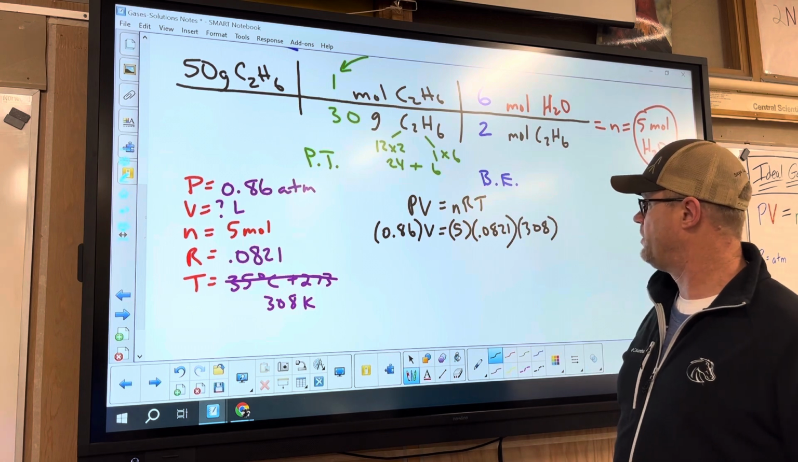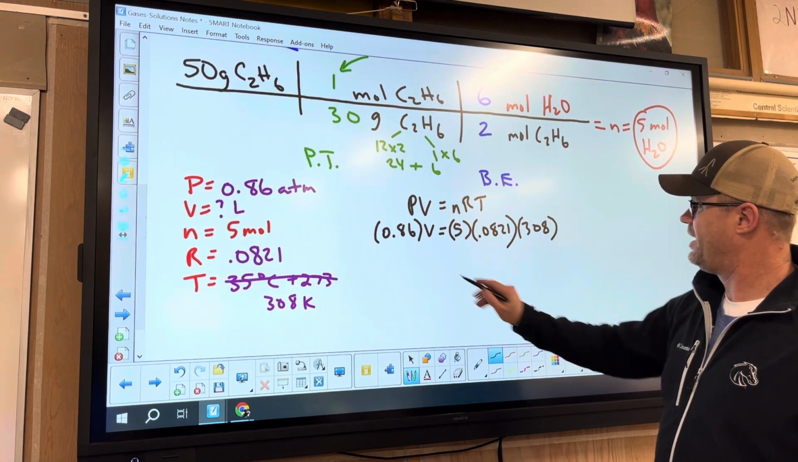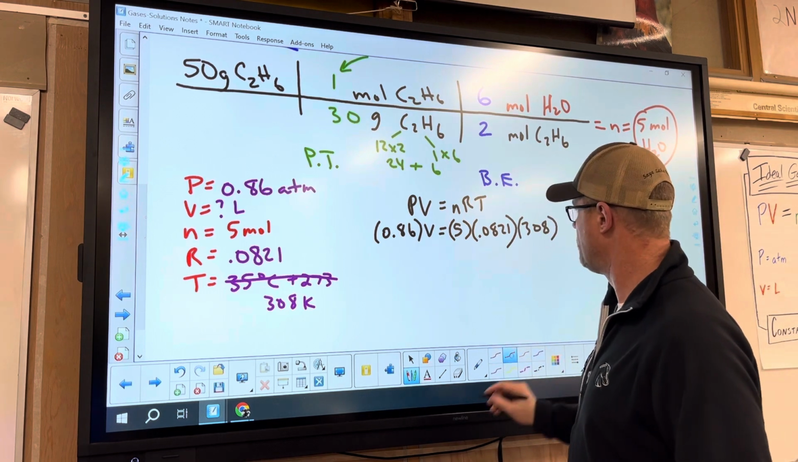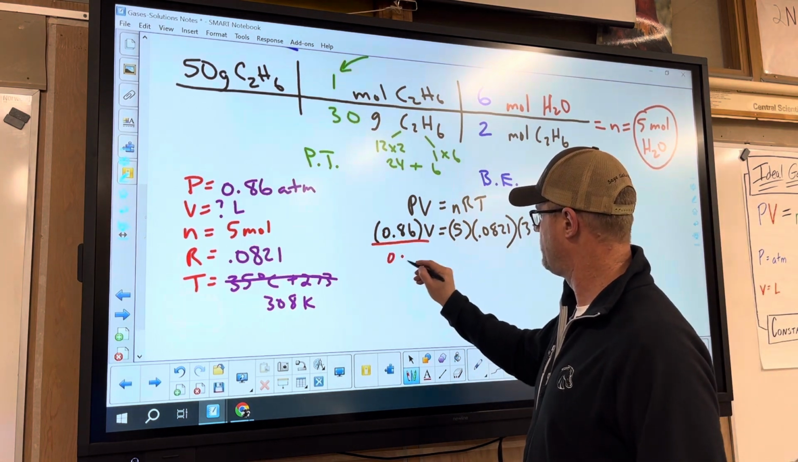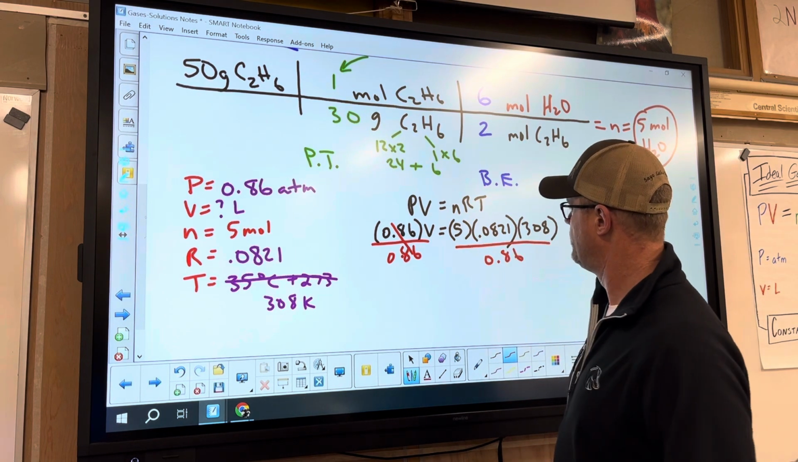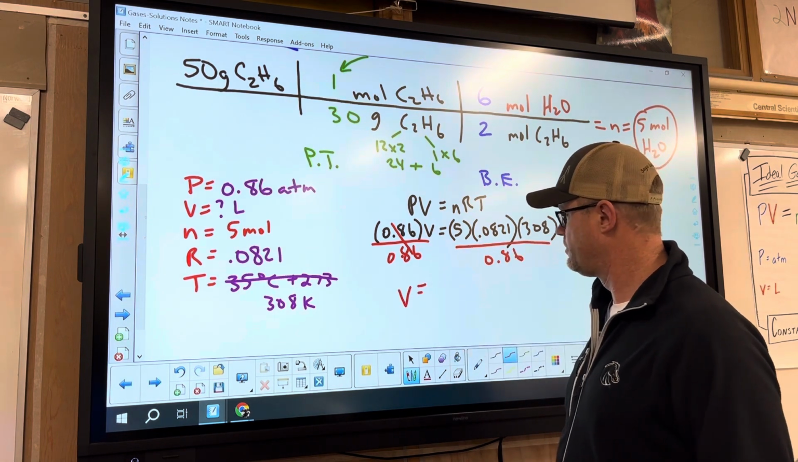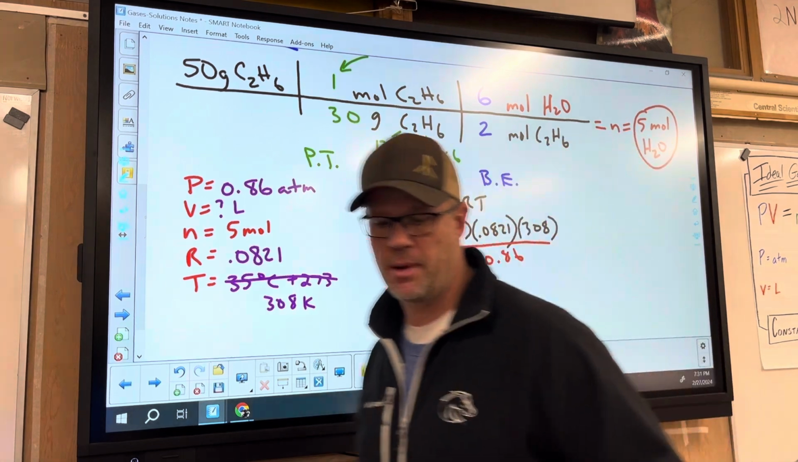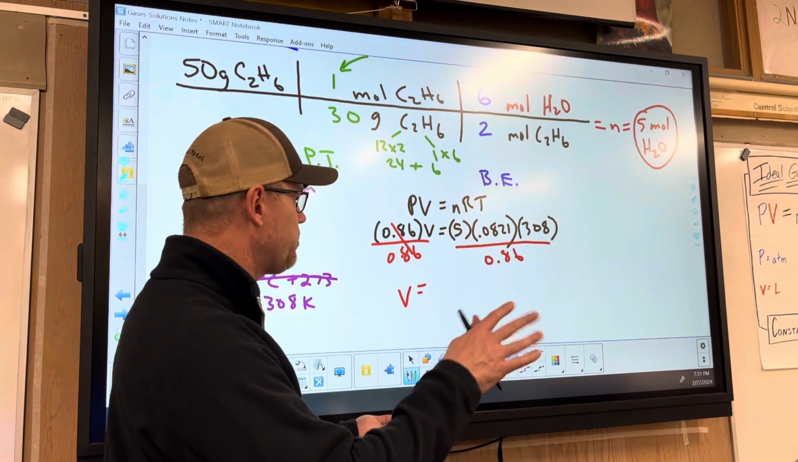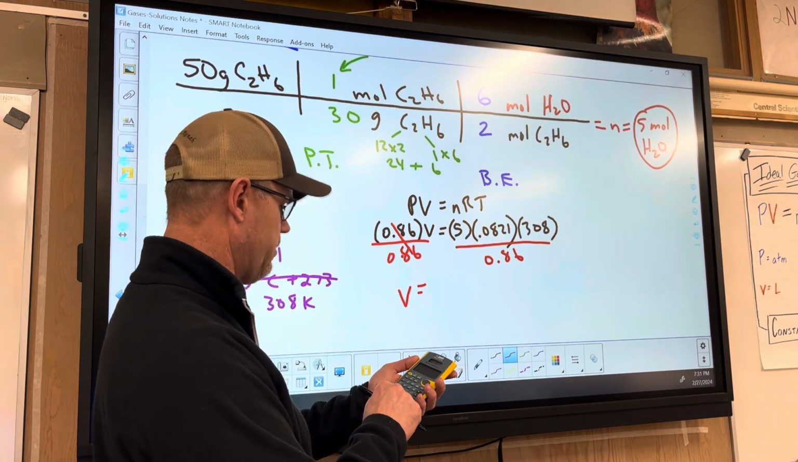It's algebra time. I'm going to multiply these numbers together, and then I'm going to divide by 0.86 to get it over to the other side. So I'm going to take 0.86 and get it over here. It's going to end up on the bottom. So my volume is going to be all those multiplied on top divided by 0.86. Let's do that right now in the calculator. Make sure you're able to get about the same thing I am, give or take for rounding.